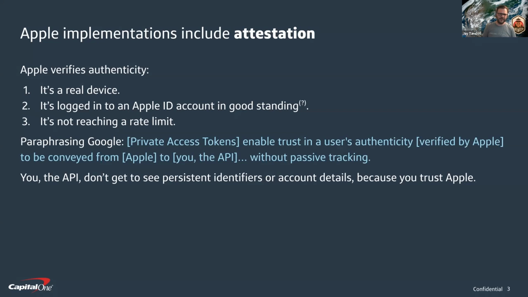So going back to what Google said, it kind of works out to private access tokens enable trust in a user's authenticity verified by Apple to be conveyed from Apple to you, an API without passive tracking. So it's basically a way for an API to know that whatever's calling that API is a real person using a real Apple device without having to use a CAPTCHA. So the CAPTCHAs are like the main thing they bring up as what they are trying to replace. And you trust Apple to be able to verify this stuff. So that's where this trust comes from.